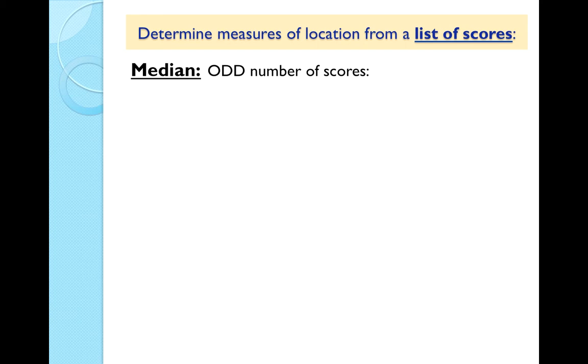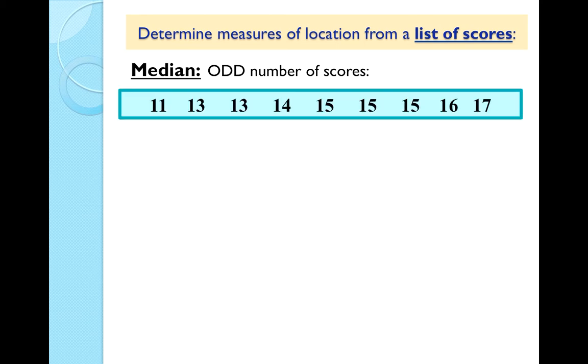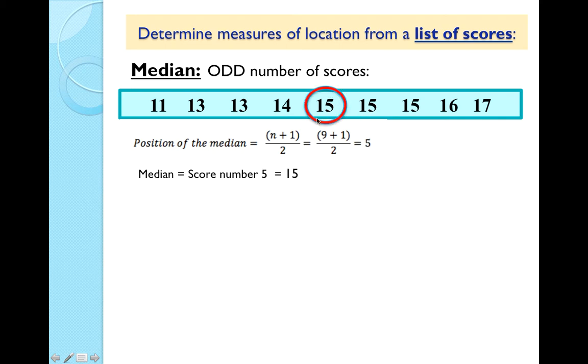To determine the median works slightly differently when you have an odd number of scores and when you have an even number of scores. If you have an odd number of scores, we always first determine the position of the median. In this list of scores, we've got 9 scores. So 9 plus 1 is 10, divided by 2, shows us the median is in position number 5. The score in position number 5 is 15, so the median is 15.